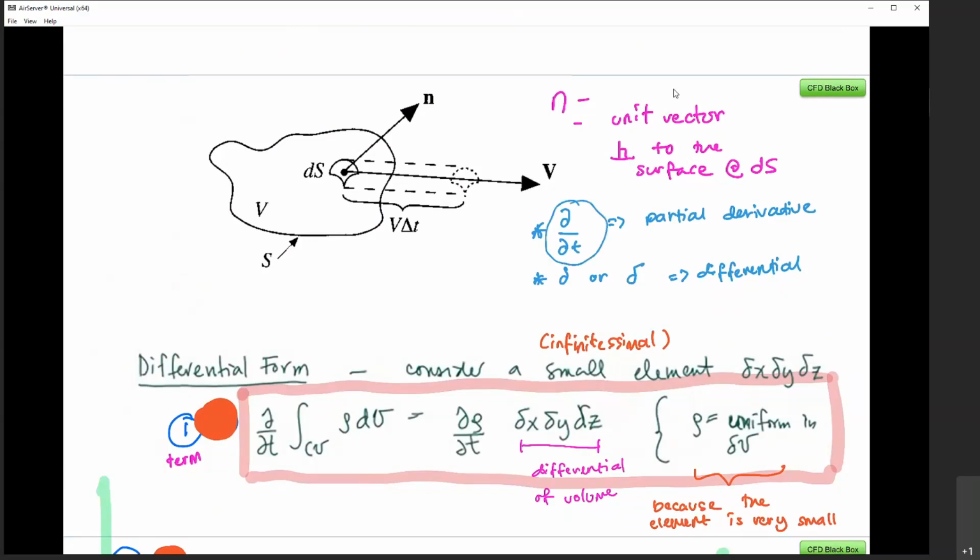When you say something like d over dt, for example, this refers to the partial derivative. And when you see another term, d like this, that is the differential term. So there is a difference, okay? The partial derivative symbol is different from the differential d. Please take note: the first one is the partial derivative, and the second one is the differential analysis. So this is from calculus.